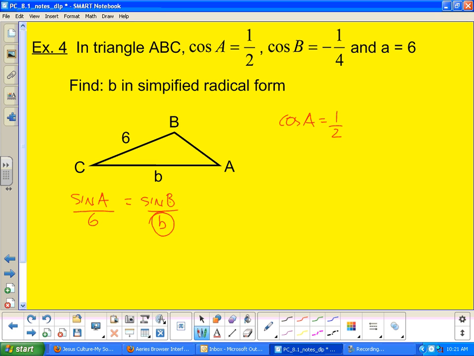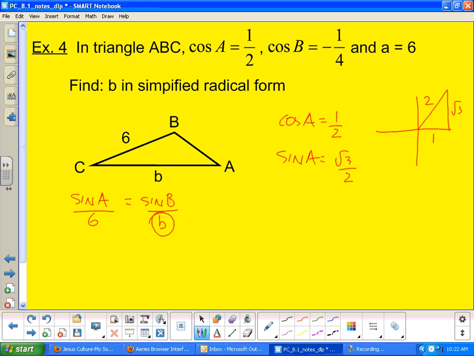Okay. There's a couple different things you could do. Going way back to the chapter 6 beginning, I have a cosine of an angle producing a 1/2 ratio. 1, 2. What does the other side have to be? Root 3. It has to be a root 3. So now can I say what the sine of A is? Sine A is root 3 over 2. Oh, hey, look at that.